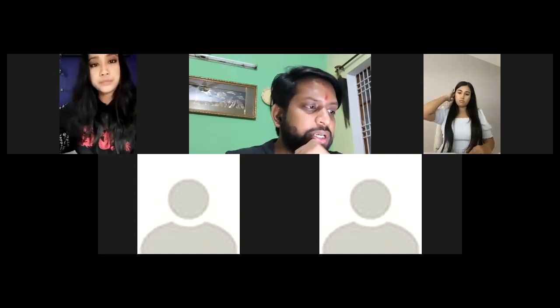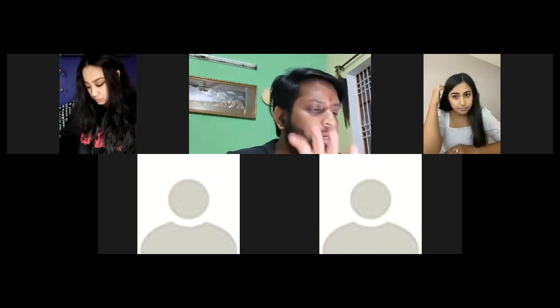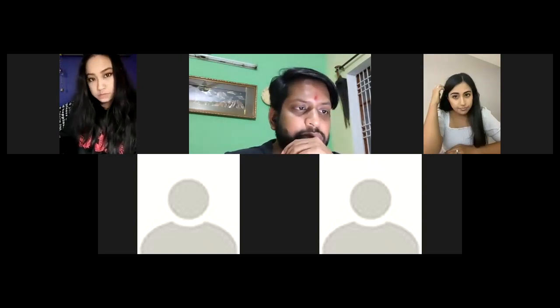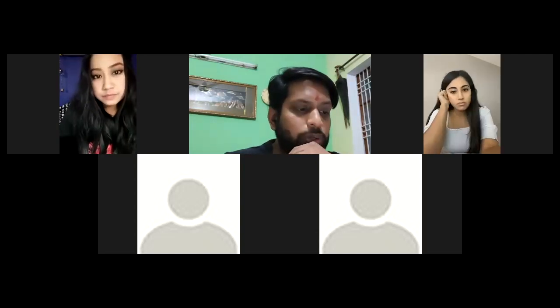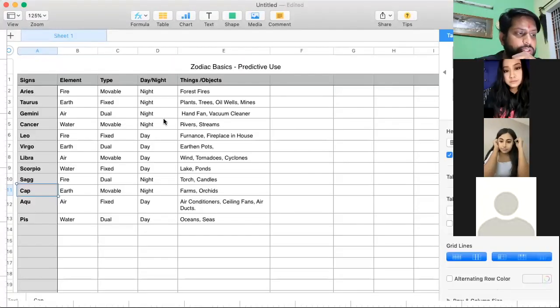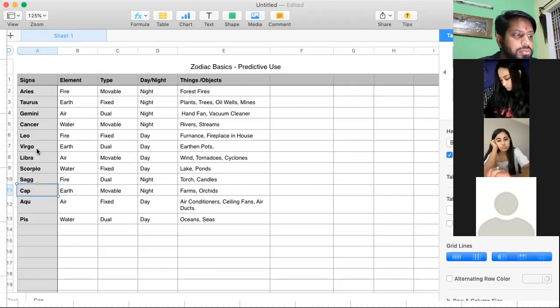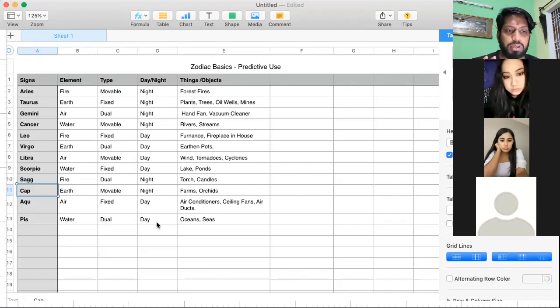So these are the signs, basically. Aries, Taurus, Gemini, Cancer are the night signs. Sagittarius and Capricorn are the night signs. Rest of all the signs are the day signs. Can you see the screen, guys, or not? Sorry. Can you see the screen now? Yes. Okay. Aries, Taurus, Gemini, Cancer are the night signs. Leo, Virgo, Libra, Scorpio are the day signs. Sagittarius, Capricorn are the night signs. Aquarius and Pisces are the day signs. Got it? Any confusion in this?